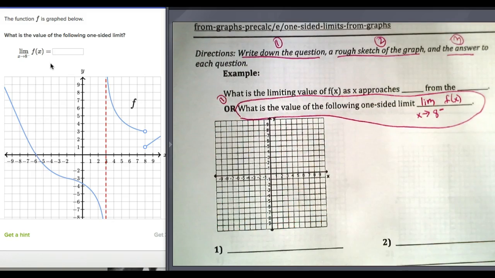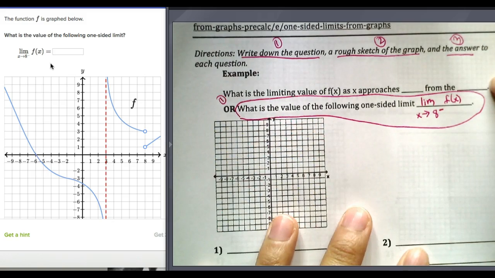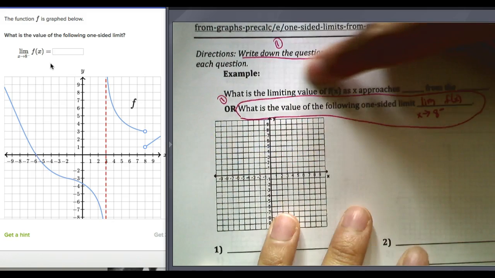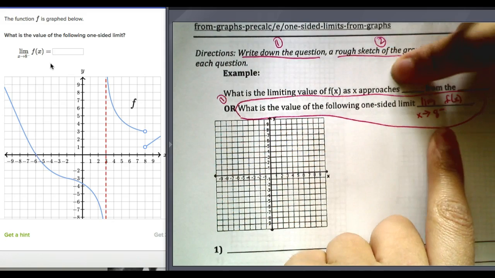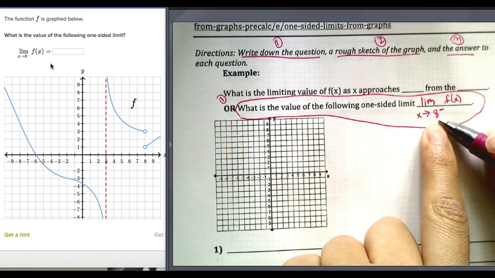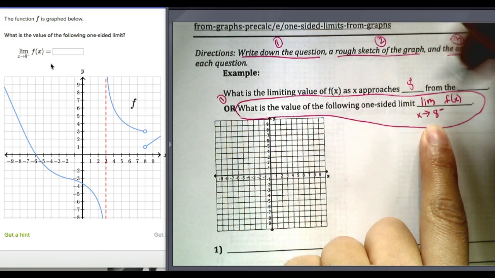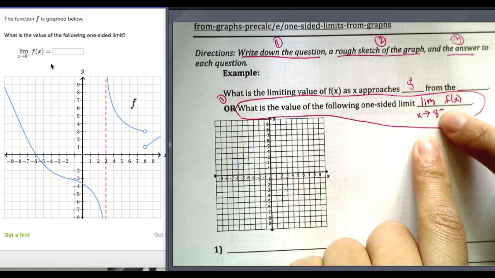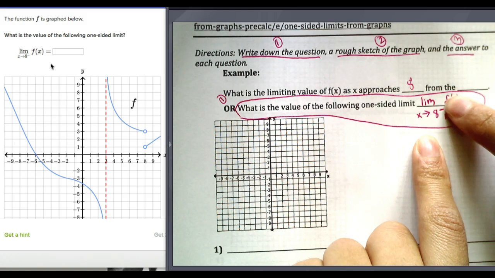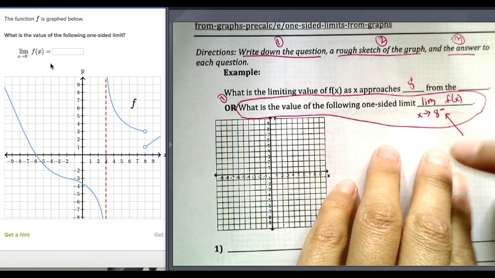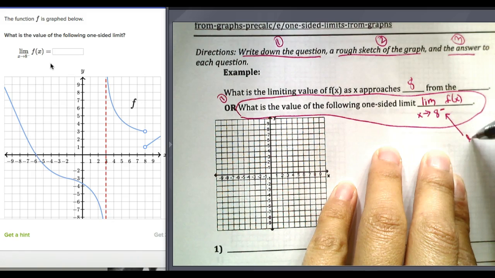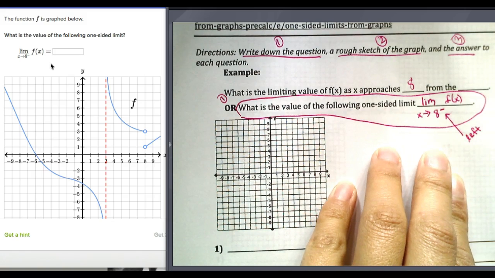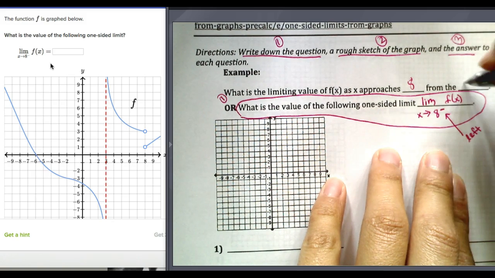Write down the question. I'm going to write out in words what this actually means. If we were looking at it written out in this form, this would say: what is the limiting value of f of x as x approaches 8 from the left. The sign that is to the right, in the upper right portion of the number, determines if we're looking at the limit from the right-hand side or from the left-hand side. Since there's a negative right here, this means we're going to be looking at the left-hand side. So this is as x approaches 8 from the left.